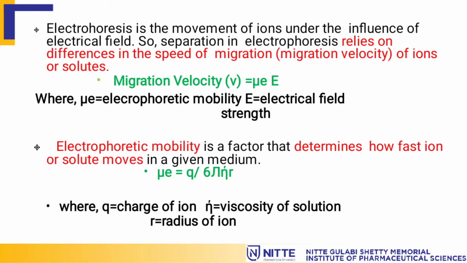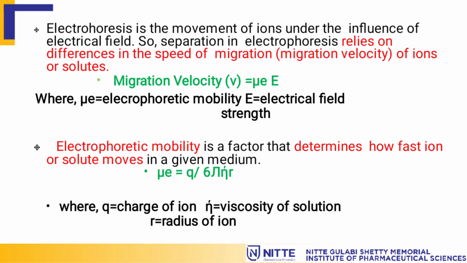Electrophoresis is the movement of ions under the influence of an electric field. Separation in electrophoresis relies on differences in the speed of migration of ions of a solute. Migration velocity is directly proportional to electrophoretic mobility and the electric field strength applied. Each of the ions will experience a similar electric field when you apply it, so this becomes irrelevant for the separation of the ions, because each of them gets the same electric field.